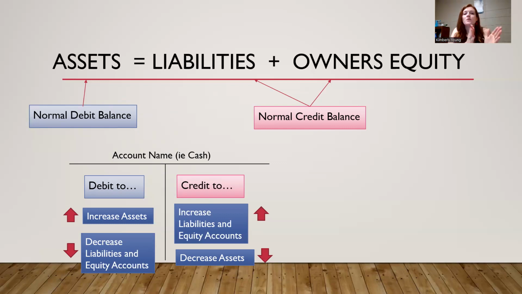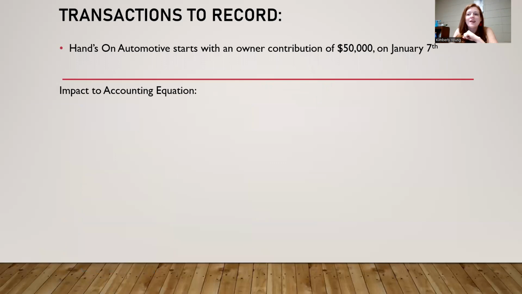If it is a normal debit balance, if it's an asset and you debit it, it increases. If you credit a normal debit balance, it decreases. If you have a normal credit balance and you credit that, it increases. If you debit a normal credit balance, then it decreases. I know this is very counterintuitive to what you have likely learned when it comes to the banking industry. So a lot of people struggle with this for that reason.